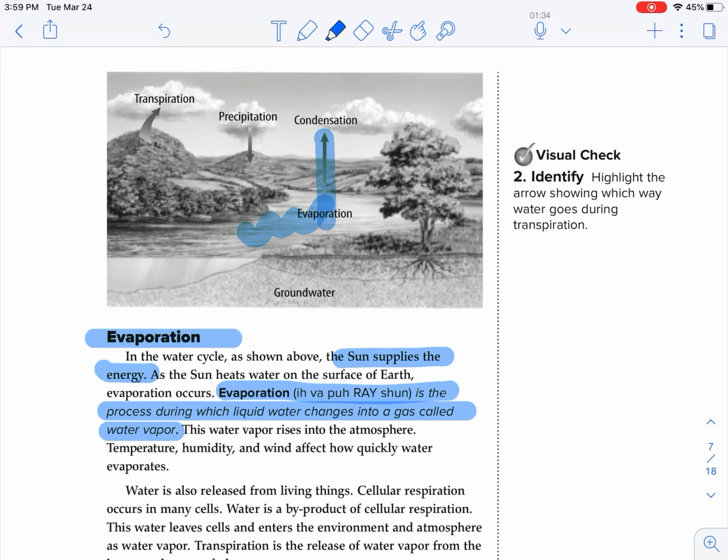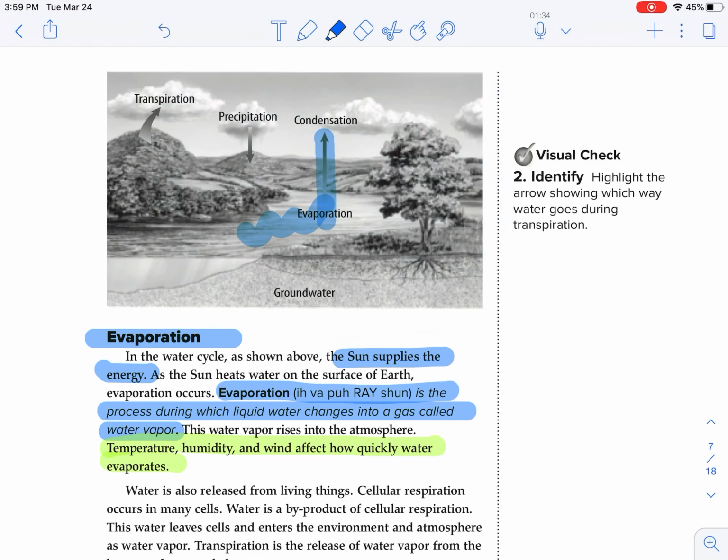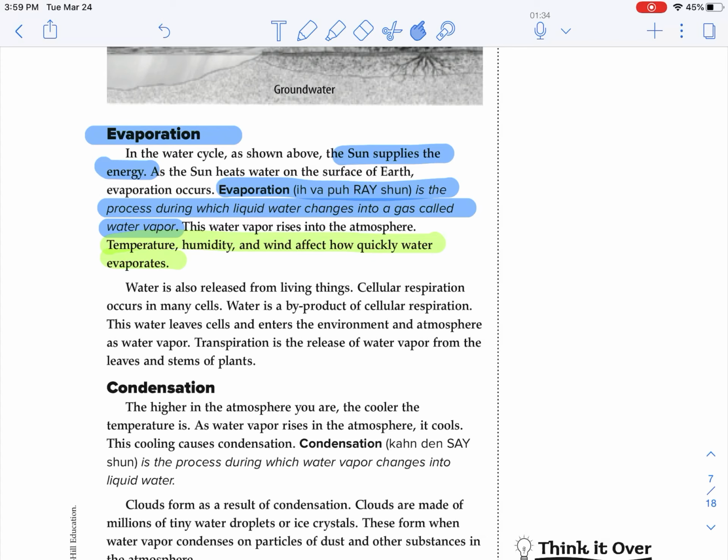Temperature, humidity, and wind affect how quickly water evaporates. Let's go ahead and highlight that. And that makes sense, because if it has been a rainy day and we've got a puddle on the sidewalk, it's going to evaporate a lot faster if it is a sunny day or if it is a windy day. The puddle is going to evaporate a lot quicker than if it continues to be a cooler day or a cloudy day. Evaporation is going to happen slower.